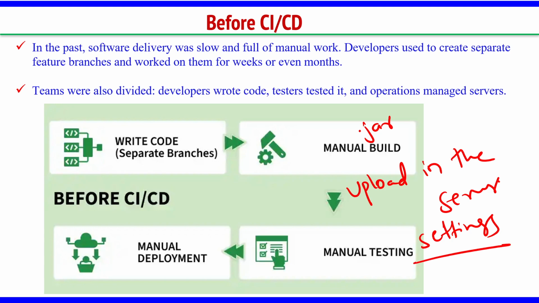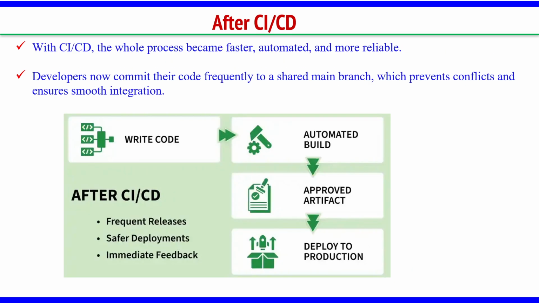While uploading, we have to do all the settings and then deploy it. So a lot of manual work is involved in this, right? To overcome that, what has changed after CD? After continuous integration and continuous delivery deployment with CI/CD, the whole process became faster, automated and more reliable. Developers can now commit their code frequently to a shared main branch, which prevents conflicts and ensures smooth integration. With Git and GitHub, committing our code is very easy without any conflict, right?